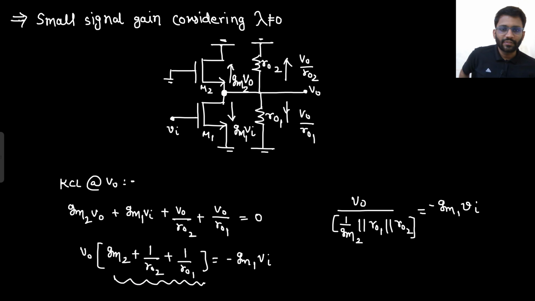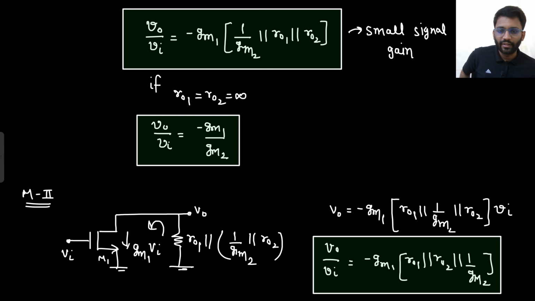Well and good. Let's find more quantities. We can find output resistance. So tell me, what will be the output resistance for this? R01 parallel with R02 parallel with 1 by GM2. Why so? Because this Vin will be shorted. If this Vin is gone, that means there is zero current. So from V0, you only see R01 parallel with 1 by GM2 parallel with R02. That you can write.